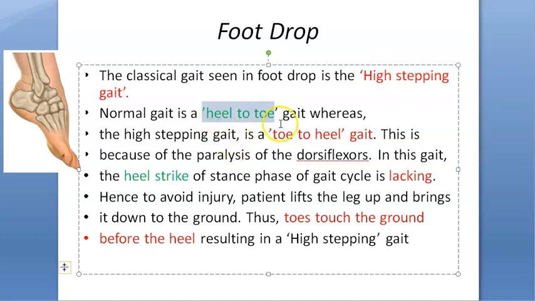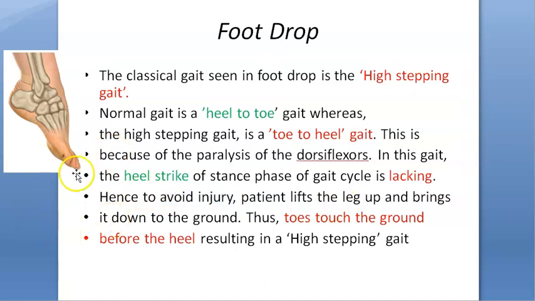This is called toe to heel gait. Normally you should have heel to toe gait. But the person will have toe to heel. He will lift his leg high. To avoid injury, the patient lifts the leg up and brings it down. That's why at high stepping, the toes touch the ground before the heel.